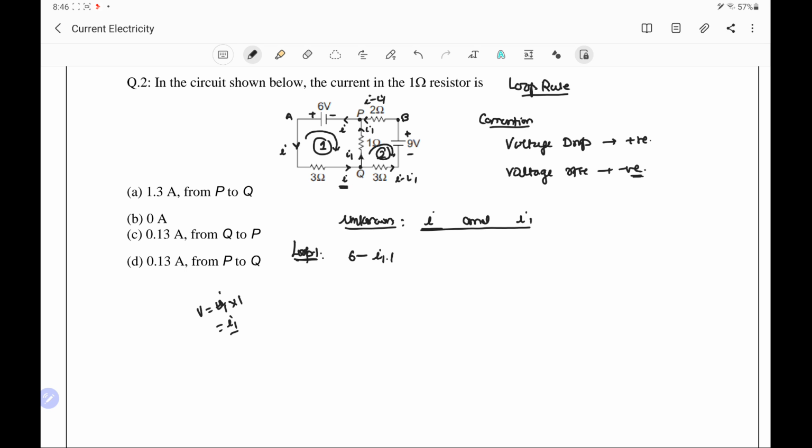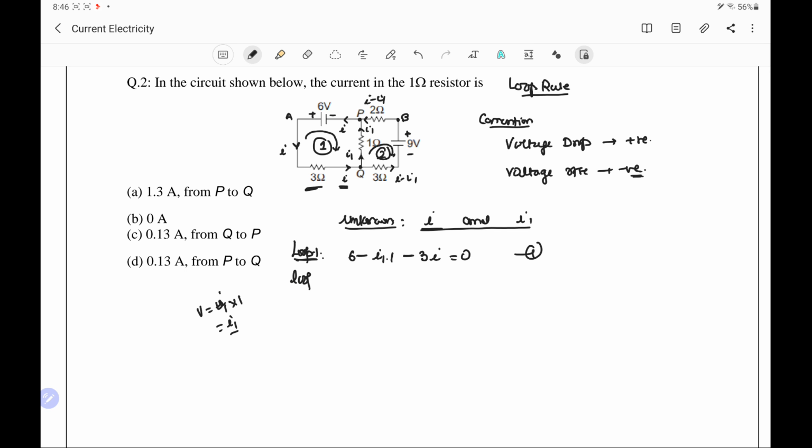Next, from Q we move towards A. Then again we encounter a 3 ohm resistor. The current is again opposite to the traversal, so it will again be taken negative, and it is 3I. The current is I and the resistor is 3, so the drop will be 3I, and it is equal to 0. This is the equation for loop number 1.